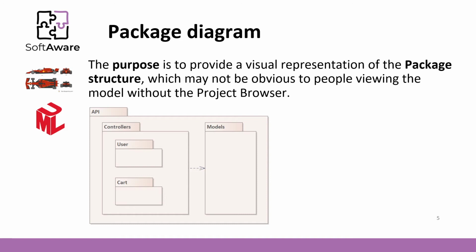Package diagram. The purpose of the package diagram is to provide a visual representation of the package structure which may not be obvious to people viewing the model without the project browser. The visual containment shows the child packages that are owned by the parent package and is presented by nesting the packages inside each other. It is typically used in the earlier stages of an initiative when it is important to show the contents of packages and the packages of which they are comprised.